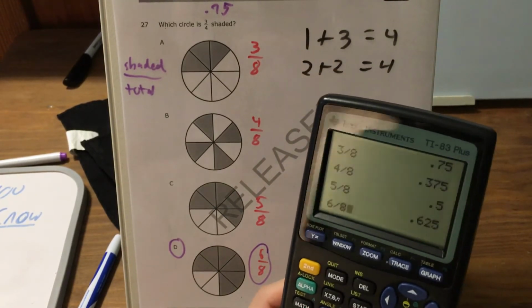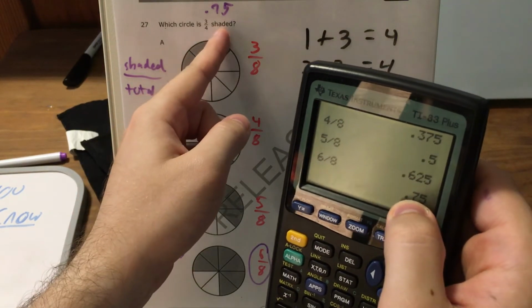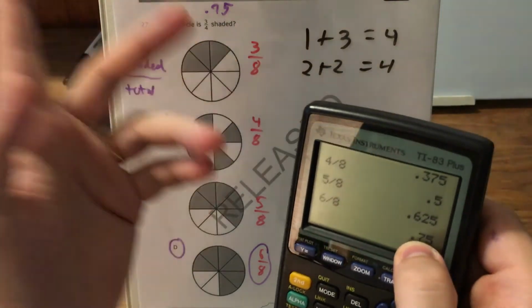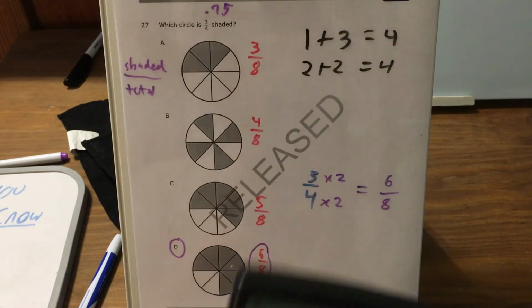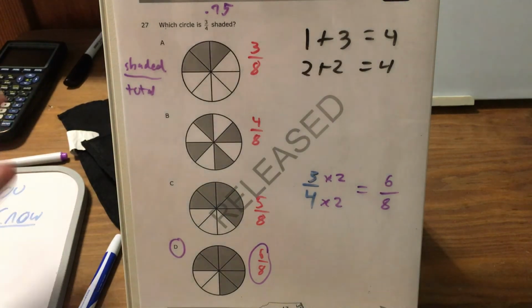5/8 is 0.625, not what we're looking for. But then if I do 6/8 in the calculator, that gets me the 0.75 that I know is going to match 3/4. So if you don't know the stuff about fractions, a really good trick you can use is to plug all your answers in the calculator until you get one that you know is going to work.